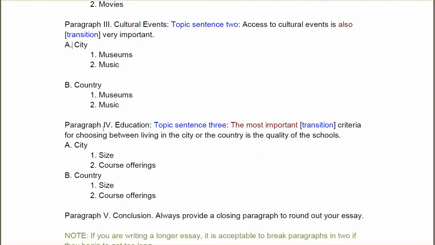My third body paragraph will be about education, the difference between education in the city and country. I'm going to look at size and course offerings as my 2 topics there. Here's my topic sentence. The most important criterion for choosing between living in the city or country is the quality of the schools. All right, so each time I have some sort of transition to get you from paragraph to paragraph.